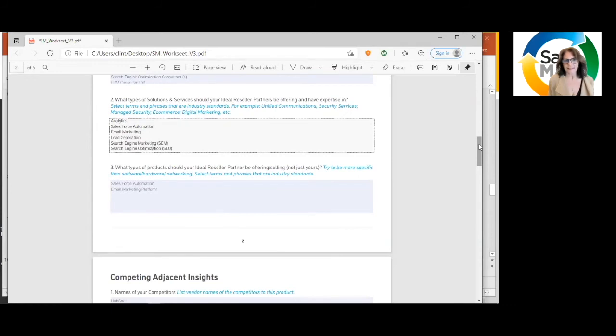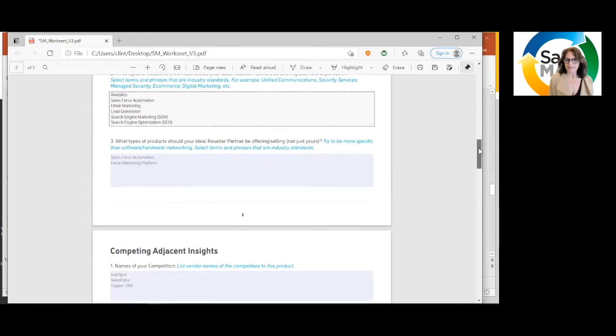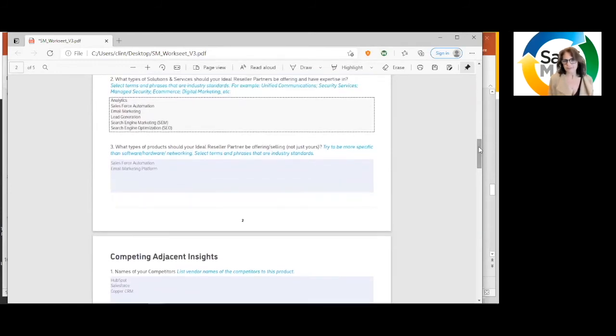Exactly. And again, that comes down to the adjacent solutions to what you do, because if you are a new category, they may not do something in your category already. So what else are they doing that would make them a great partner?